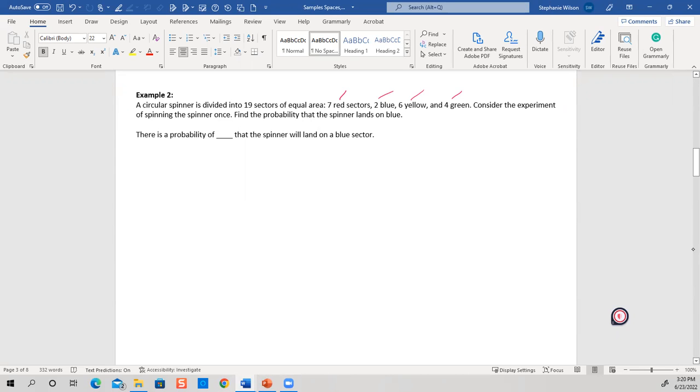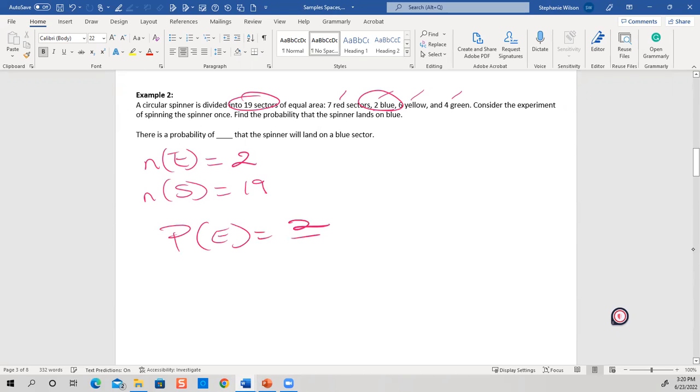If you notice, the event is talking about the blue, and it says here that it has 2. The number of elements in the sample space is the total, which is 19. So when I find the probability that this event will happen, it's going to be 2/19. And leave it in fraction form unless you are asked to round to a specific decimal place.